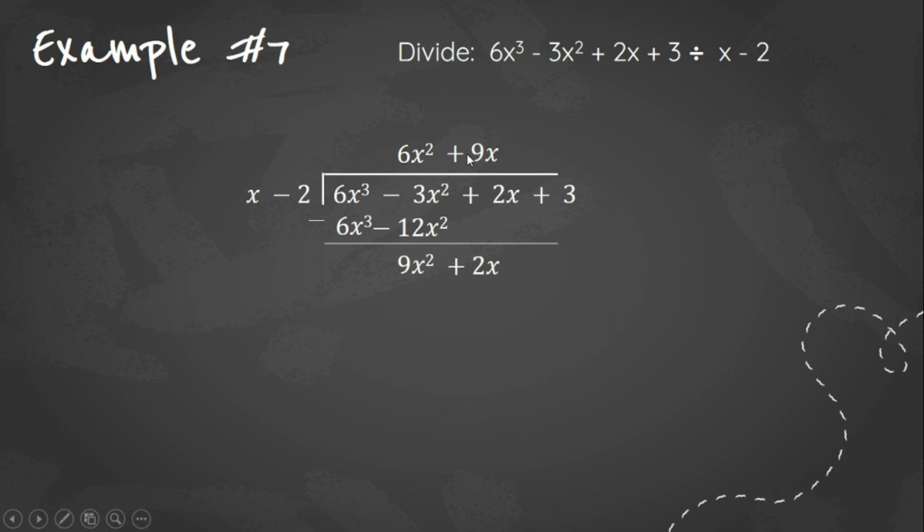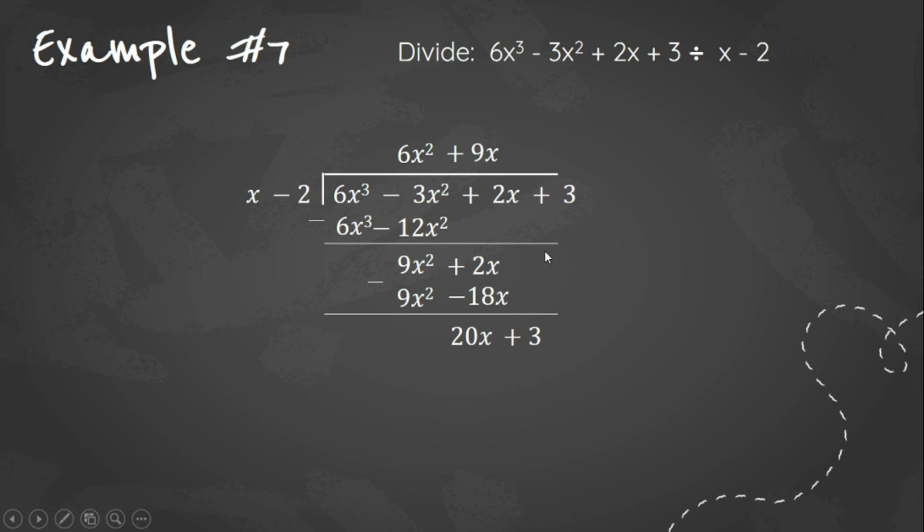This 9x na naging sagot, multiply naman natin dun sa dalawang term na ating divisor. 9x times x, 9x squared. Positive 9x times negative 2, negative 18x. Tama? And then, subtract this. Positive 2x minus 18x. So, parang positive 2 minus 18x. So, that will give us positive 20x. Okay? Positive 20x. Meron pa tayong unused term na positive 3.